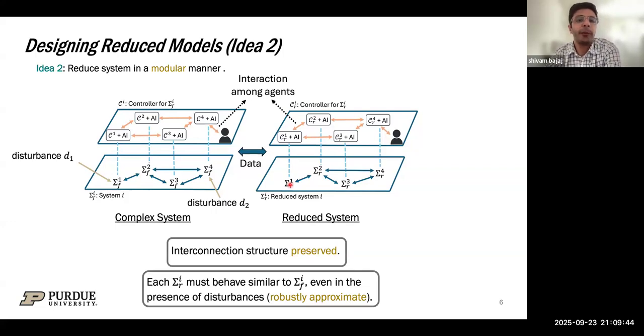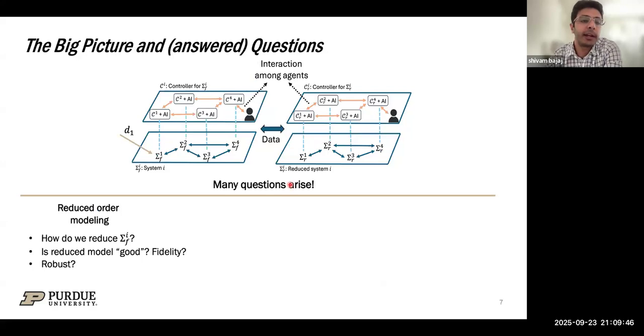Okay. So with this idea, there are many questions that start arising. If we look at the lower level, then there are questions regarding reduced order modeling that one can ask. Now, one of the questions is, how do we reduce these sigma F1 or sigma F2 into sigma R1, sigma R2? Are these reduced models good, and what are their fidelities? And we can also ask questions related to robustness. Okay. In the upper level, we can start asking questions about robustness of these interactions among agents. We can ask, what if an AI agent is adversarial?